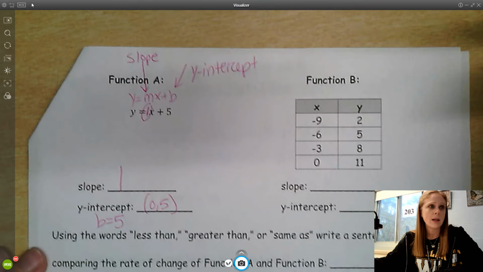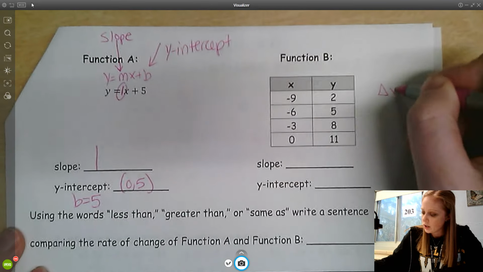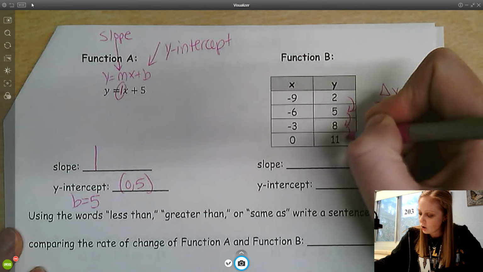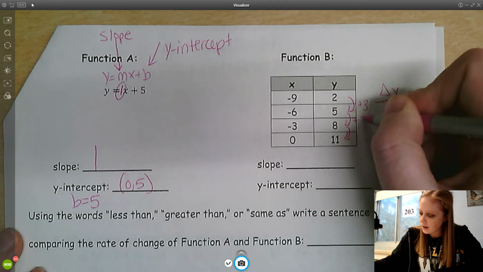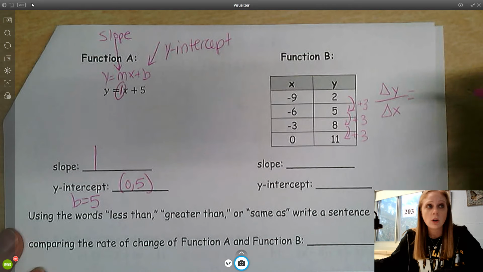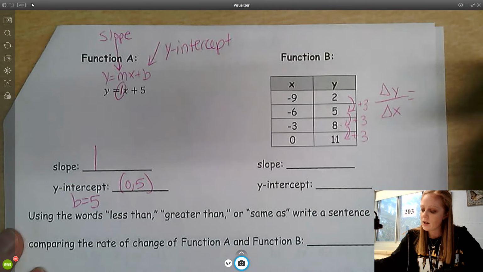Okay, and now let's look at our table. To find the slope in a table, we want to do change in y over change in x. So let's see, how much are our y values changing by? To get from 2 to 5, we're going up by 3. 5 plus 3 is 8. 8 plus 3 is 11. Not sure, go backwards and subtract. 11 minus 3 is 8. 8 minus 3 is 5.